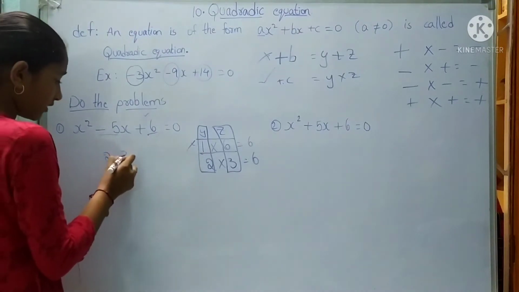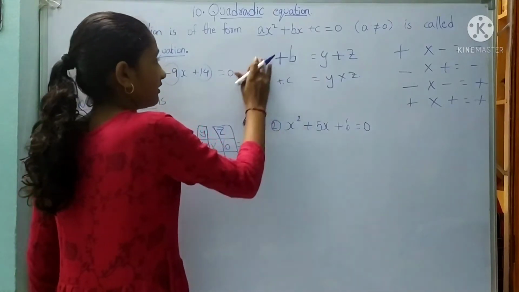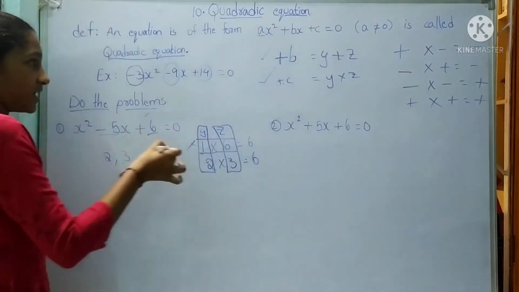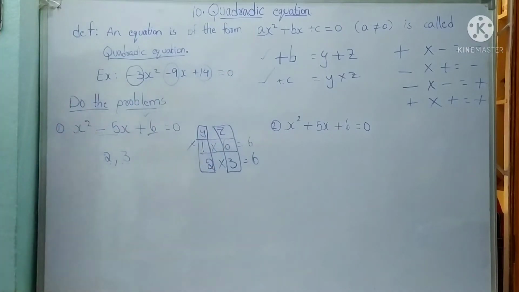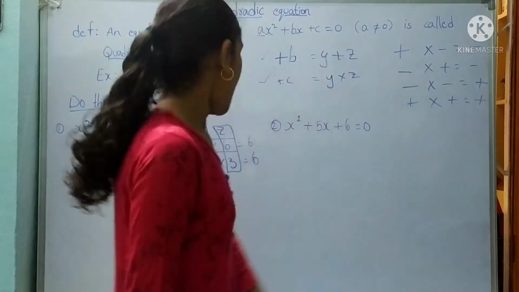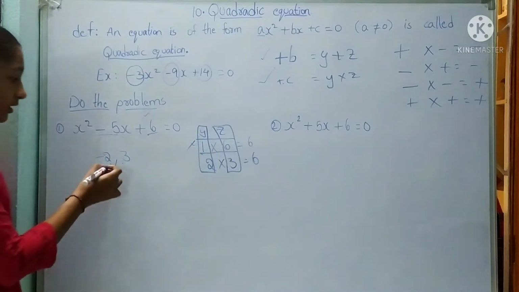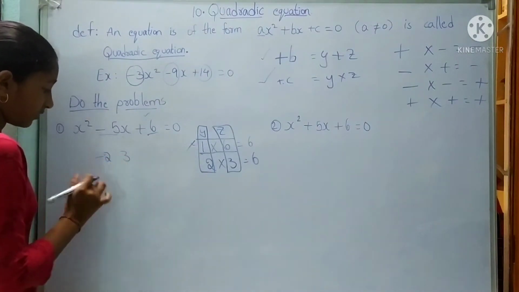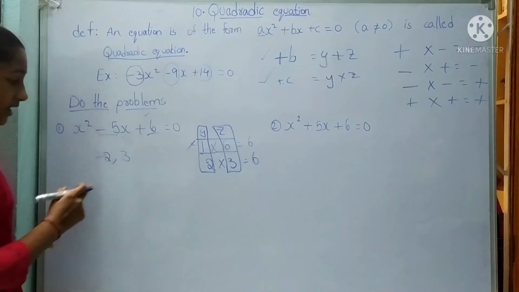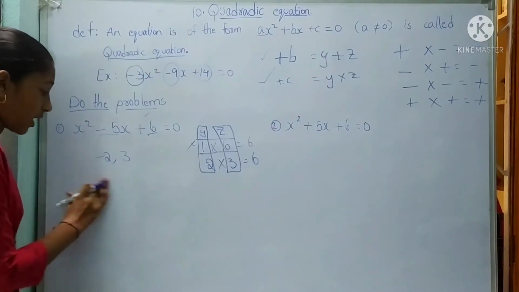Now let's check 2 and 3. So 2 plus 3 is 5, right? And 2 into 3 is 6, right? Now let's see how to do this minus with minus. If I give 1 minus, then 1 is a plus symbol and plus 3 and minus 2, it will come minus 1. So that's why it's a wrong answer.